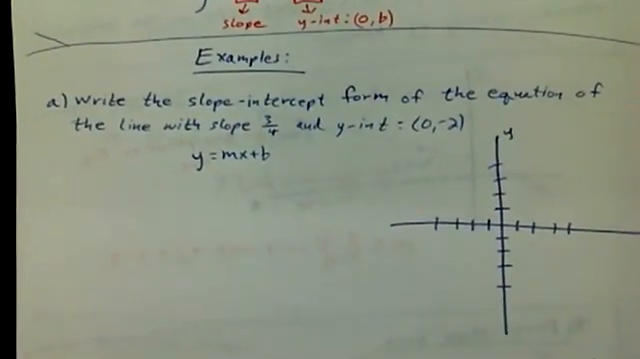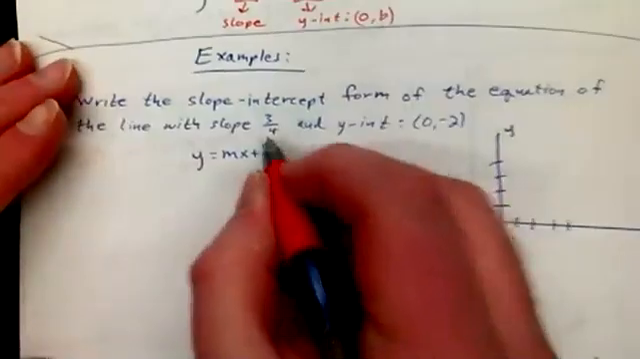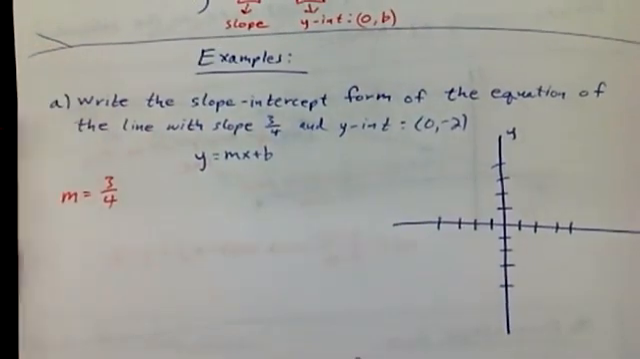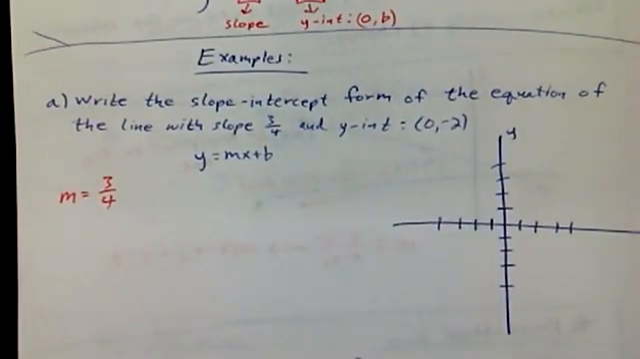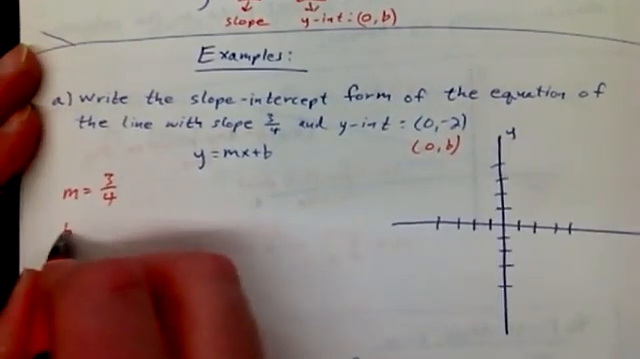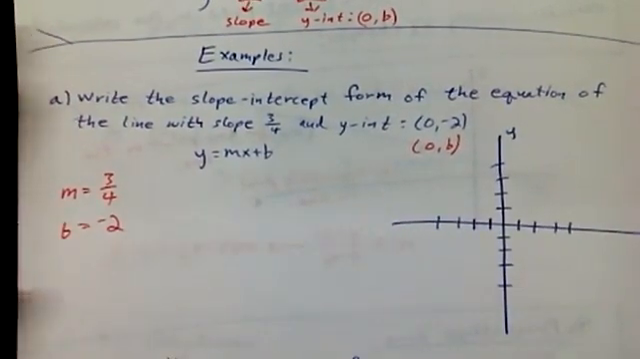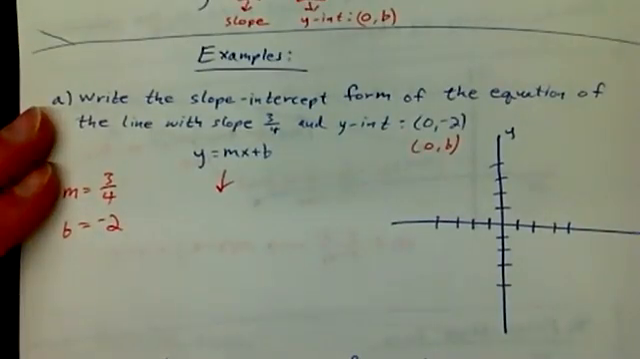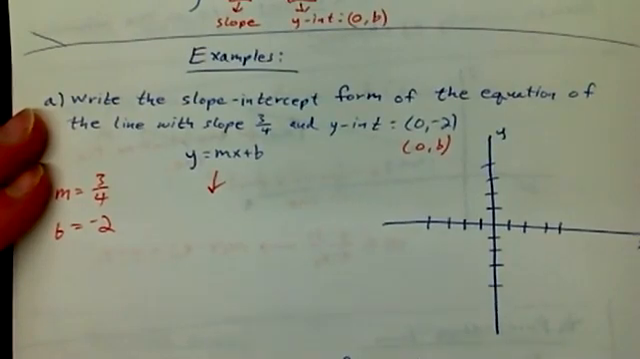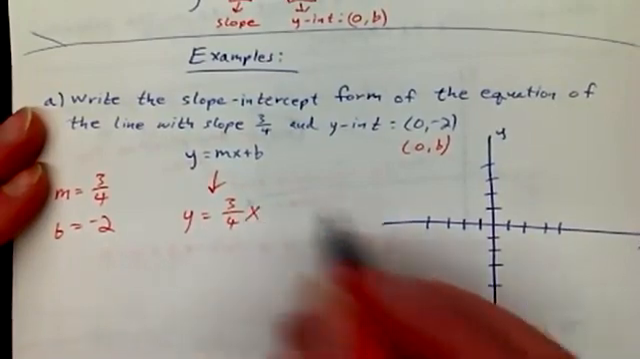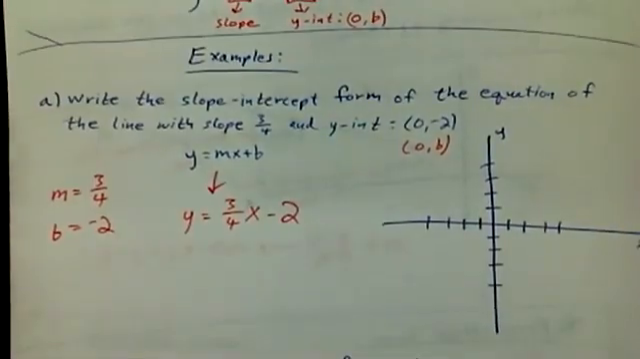It says write the slope-intercept form of the equation of the line with slope 3 over 4. Okay? So right there, I know that m is 3 over 4, and the y-intercept is 0, negative 2. So this is like 0, comma b. So I know b as well is negative 2. And I want it in slope-intercept form, so I can literally just write down the answer in this case. y equals 3 over 4 x minus 2.